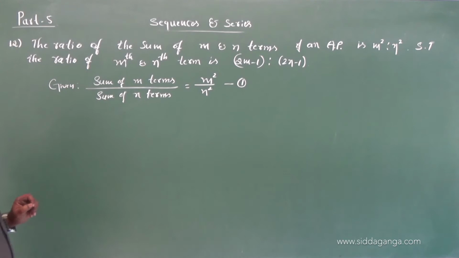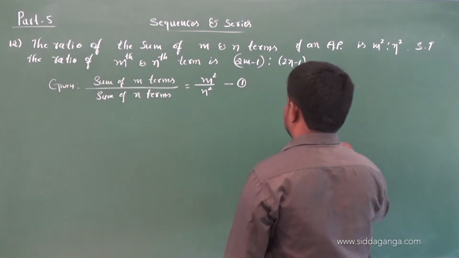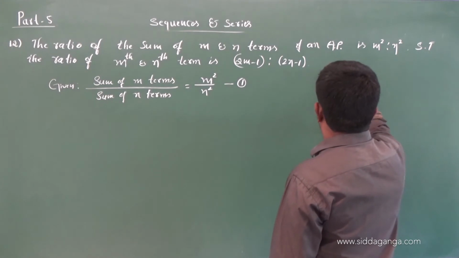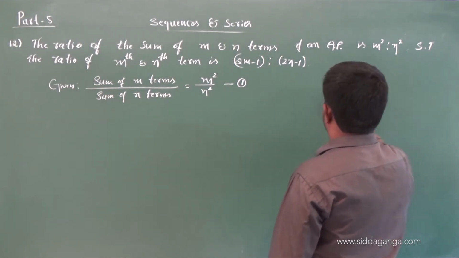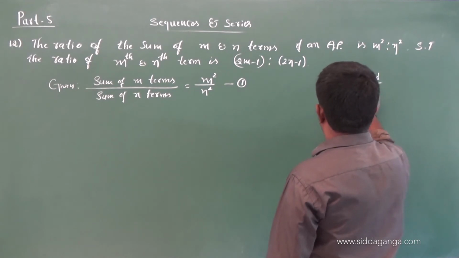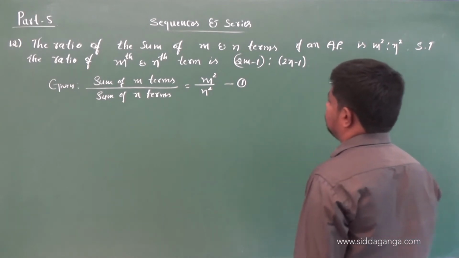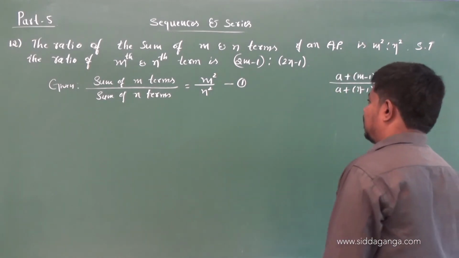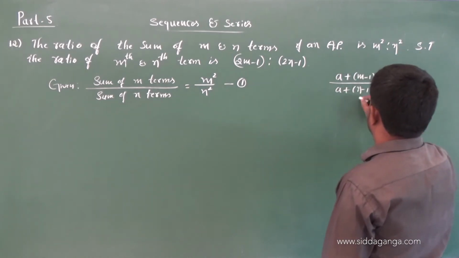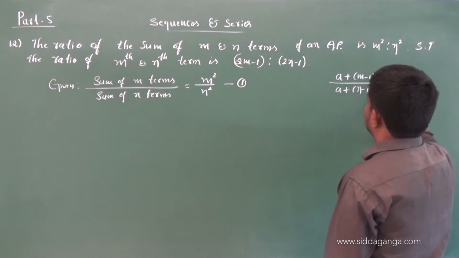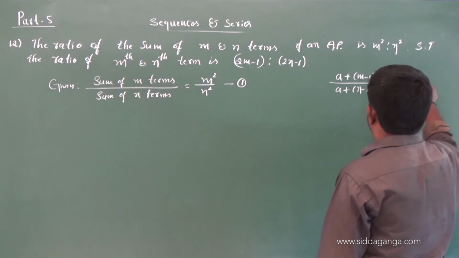Using this, you have to find the ratio of the mth and nth term. That is, a plus m minus 1 into d divided by a plus n minus 1 into d. This is to be found. We have to prove that a plus m minus 1 into d divided by a plus n minus 1 into d is equal to 2m minus 1 divided by 2n minus 1, for m and n number of terms.